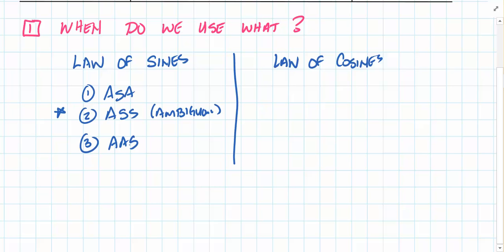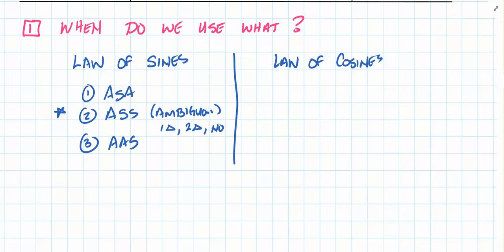Now with the ambiguous case, there were three possible scenarios. There was either one triangle, two triangles, or no triangle. So keep that in mind when you're doing the ambiguous case and you're given angle, side, side. That's when we use the law of sines.